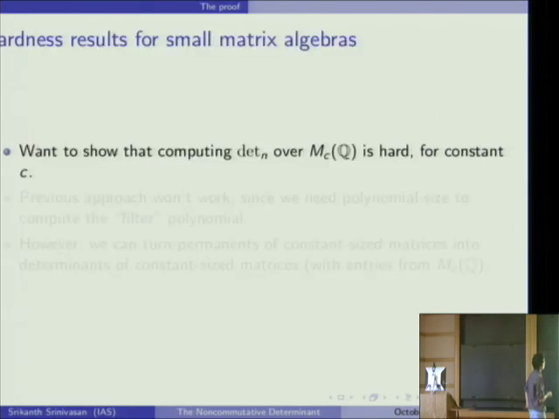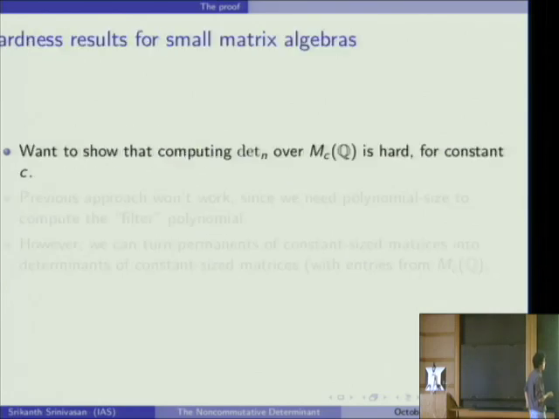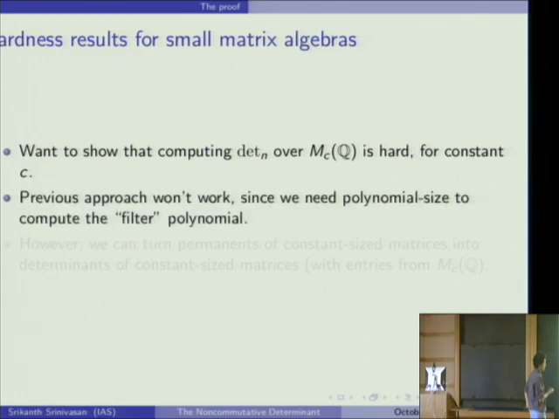So as I said, this already shows that computing a determinant over large matrix algebras is a very challenging task, and one can ask if this continues to hold over constant sized matrix algebras, say over the rationals, for example. And it turns out the previous approach won't work, because we needed to plug in matrices corresponding to the size of these ABPs, and these ABPs need to be at least polynomial size to compute that polynomial, so to speak. It turns out that you can formulate a slight variant of the approach where the size of the ABP is not important, but only its width, but even that we have not really been able to make work.